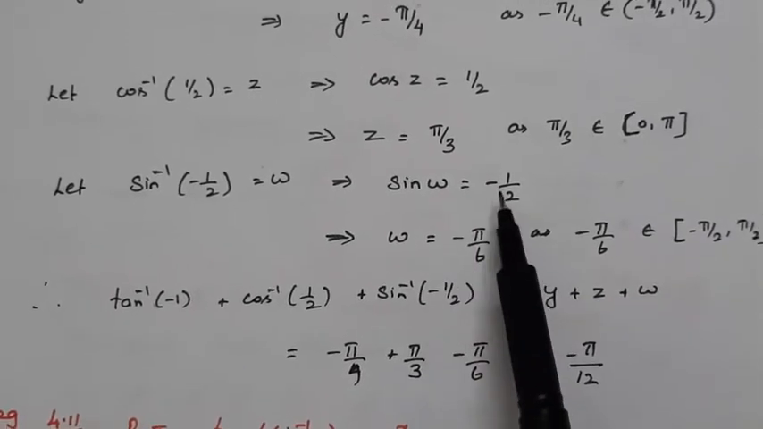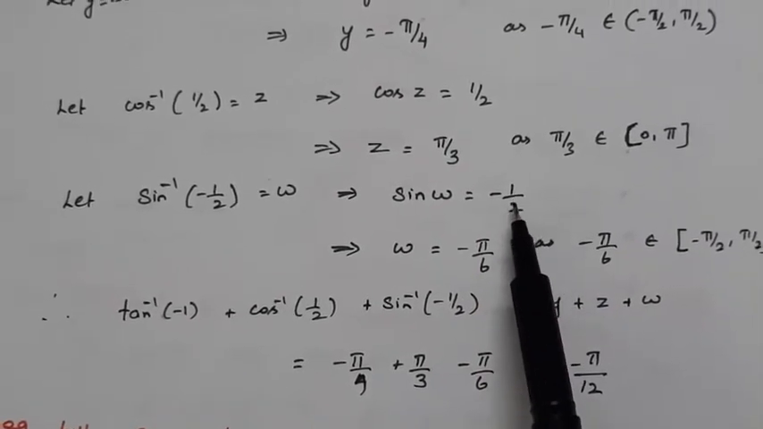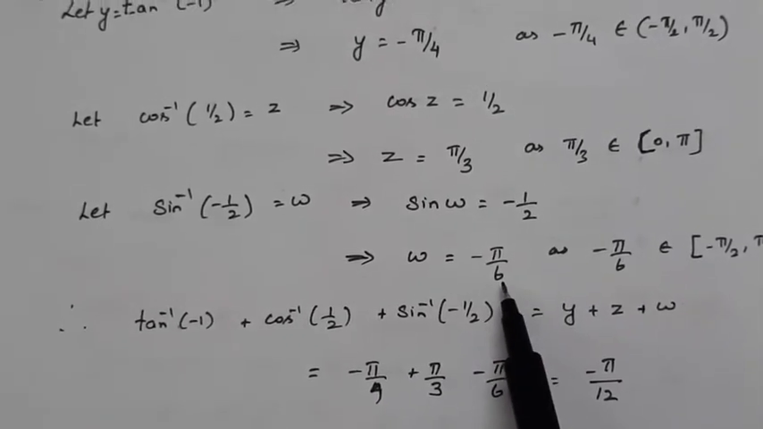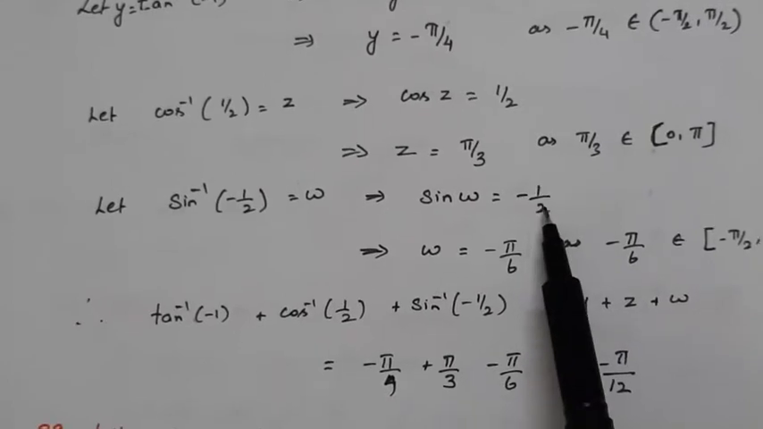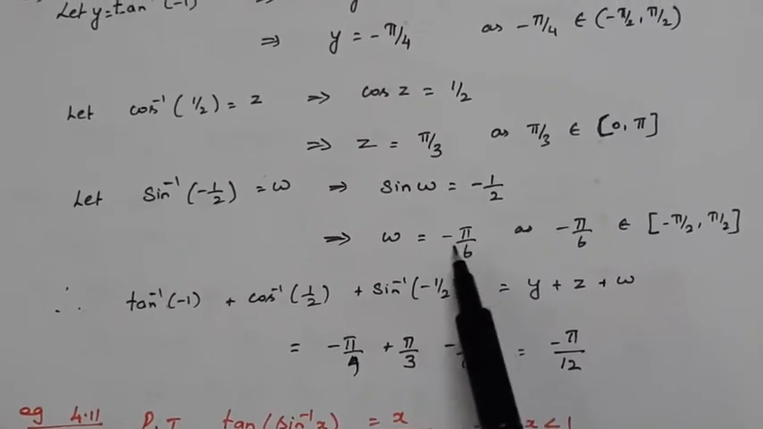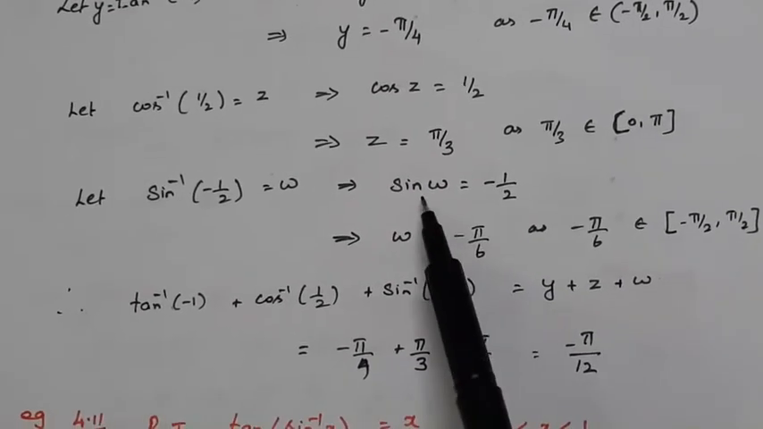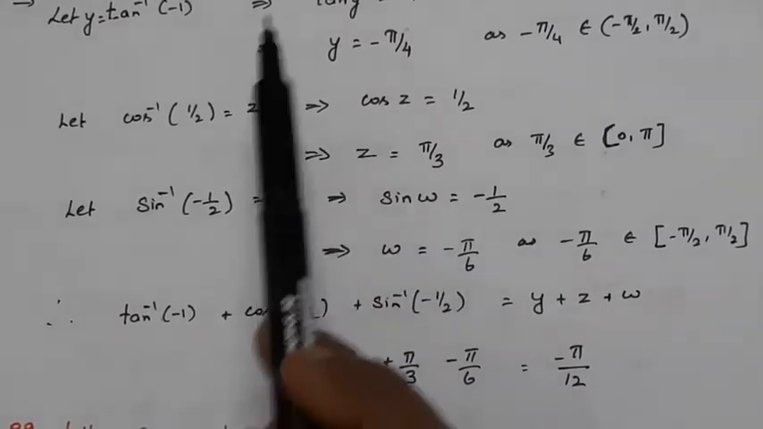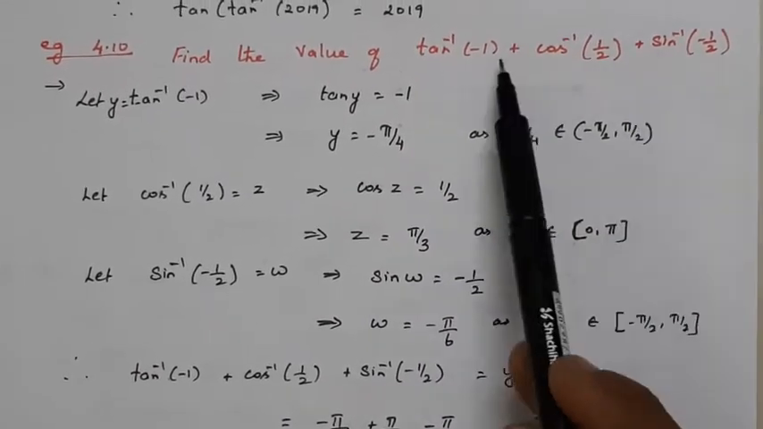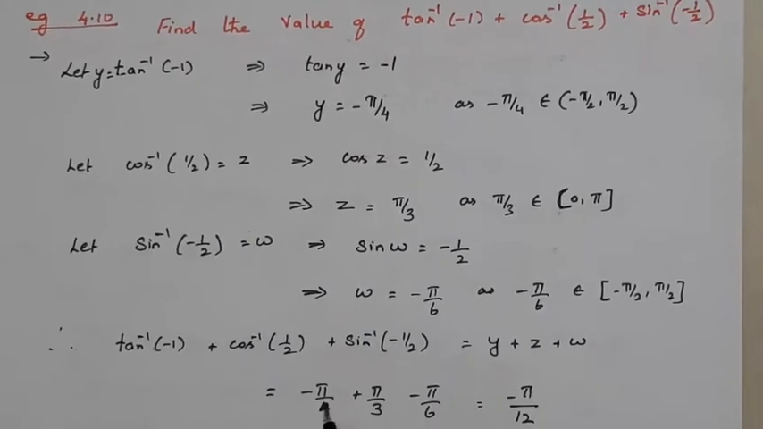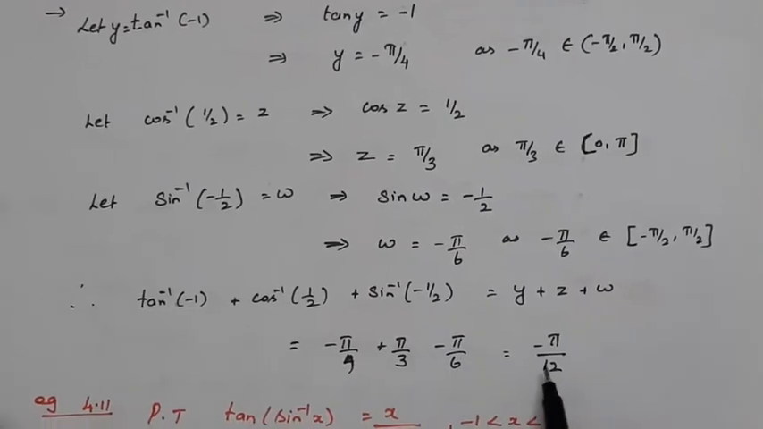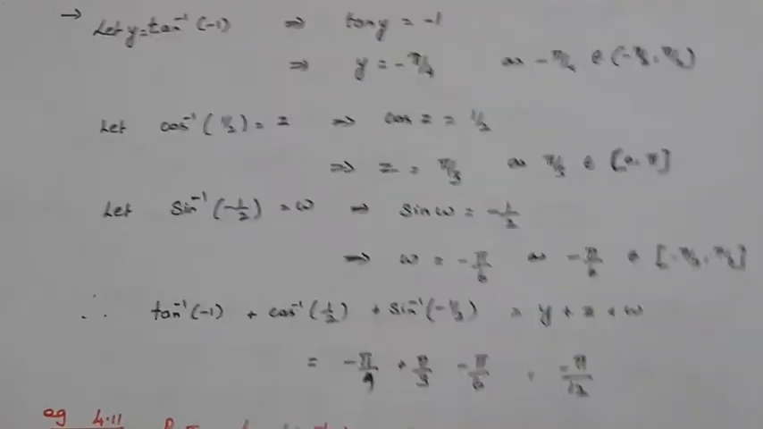So to find that angle, again take the numerical value 1 by 2. For what angle will the sine value be 1 by 2? For 30 degrees, that is pi by 6. But it is minus 1 by 2. So we have to choose the angle in the fourth quadrant, that is minus pi by 6. Okay, simply you have to put minus. So for minus pi by 6 only, the sine value will be minus 1 by 2. So this is y and this is z and this is w. Substitute the values. So minus pi by 4 and then pi by 3 and minus pi by 6. Under simplification it will be equal to minus pi by 12.